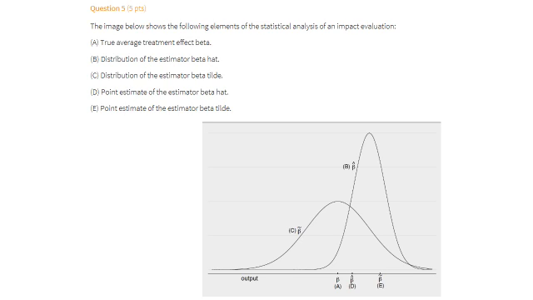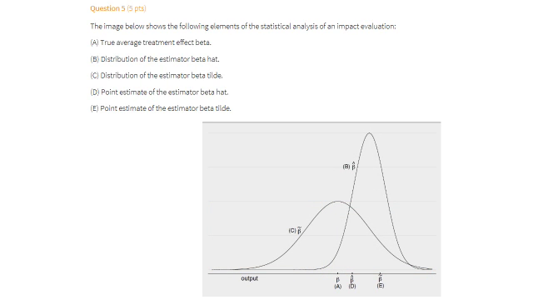In this image, there are two estimators that overlap, C and B. They are both treatment impact estimators. They have different statistical properties. You have the estimator called beta hat, denoted by B, and you have the estimator called beta tilde, denoted by C.